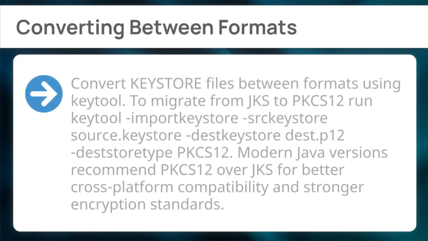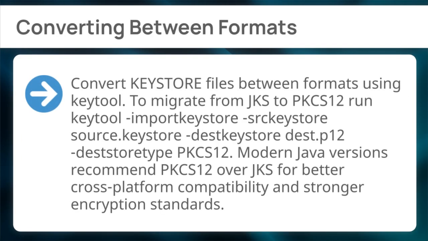Finally, converting between formats. Convert KeyStore files between formats using Keytool. To migrate from JKS to PKCS12, run keytool -importkeystore -srckeystore source.jks -destkeystore dest.p12 -deststoretype PKCS12. Modern Java versions recommend PKCS12 over JKS for better cross-platform compatibility and stronger encryption standards.